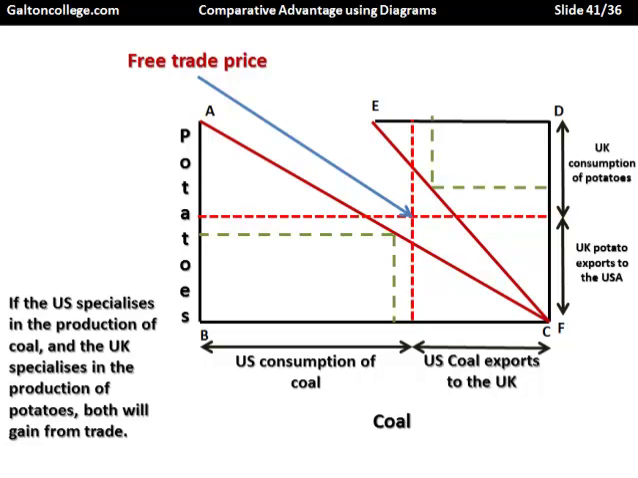So if the US specializes in the production of coal and the UK specializes in the production of potatoes, both will gain from trade. Both countries are better off. And that's the idea behind comparative advantage: that both countries, by specializing, are able to produce more and trade the surplus for the items that they want. And in this way, the residents in both countries will have more products. They'll have more potatoes and more coal in our example.